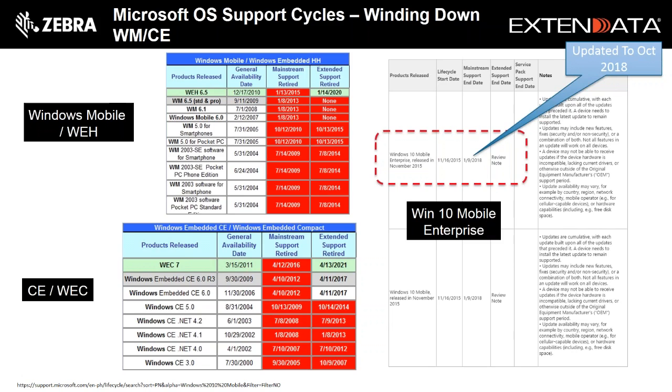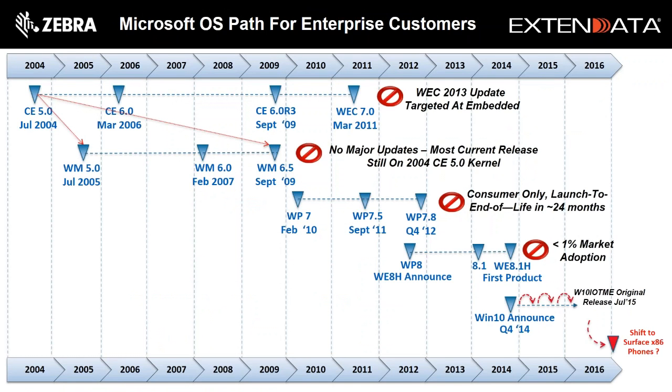If you look at CE, it starts back at CE 5, and that kind of ended at WEC 7.0. That was in March 2011. That was the last; there is a WEC 2013, but we're not supporting it. Pretty much all our competitors are not as well. And of course, there you see those red arrows. That implies that the Windows Mobile operating system is based on the CE kernel. It's actually based on the CE 5 kernel. Well, that went up to Windows Mobile 6.5, which ended in September 2009.